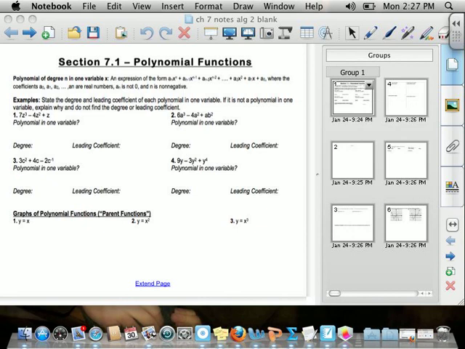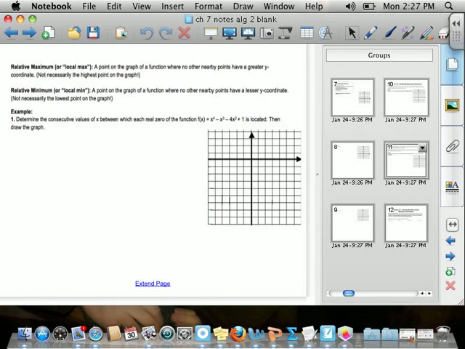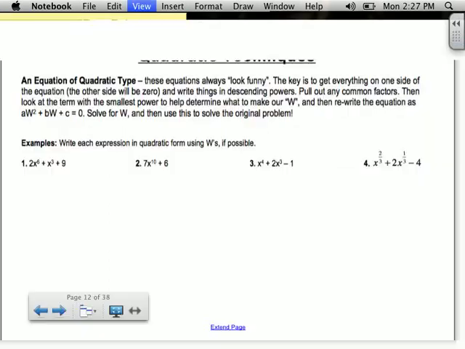Right, so section 7.3 is what we're doing today. I need to actually get to 7.3. 7.3 is on solving equations using quadratic techniques.